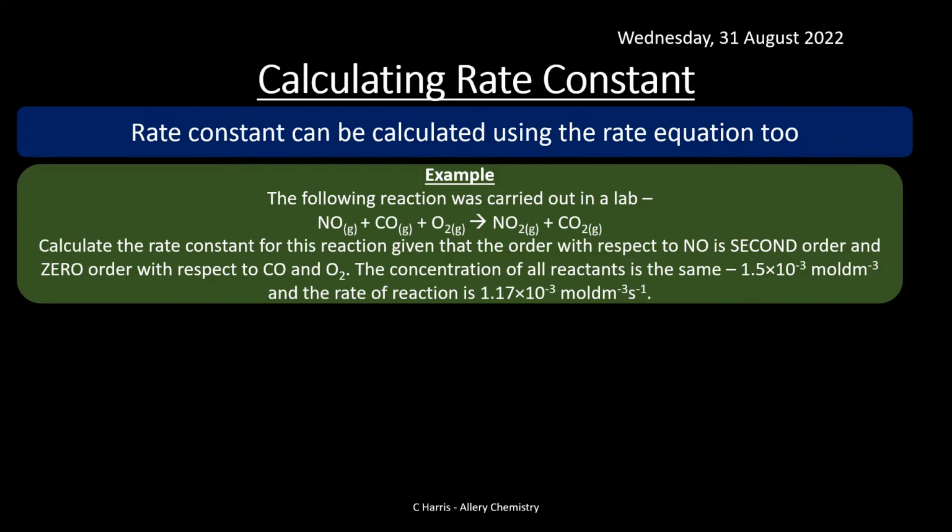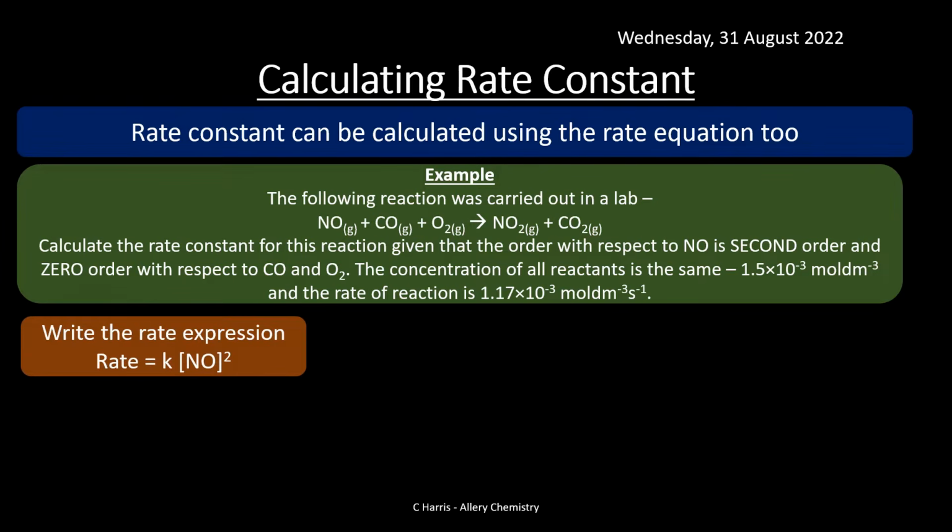Now we're going to calculate the rate constant for this reaction. We've been told that the order with respect to NO is second order, and zero order with respect to CO and O2. The concentration of all reactants is the same, 1.5 times 10 to the minus 3 moles per dm cubed. The rate of reaction is 1.17 times 10 to the minus 3 moles per decimetre cubed.